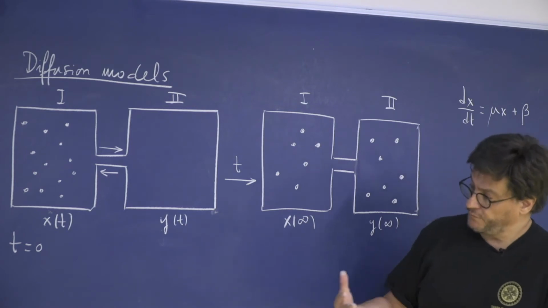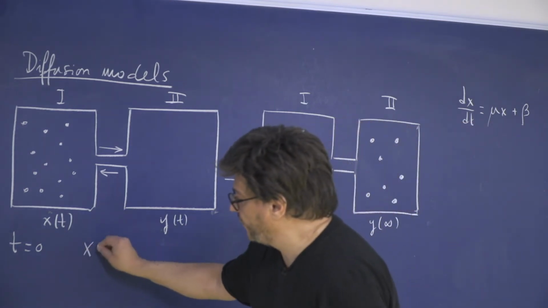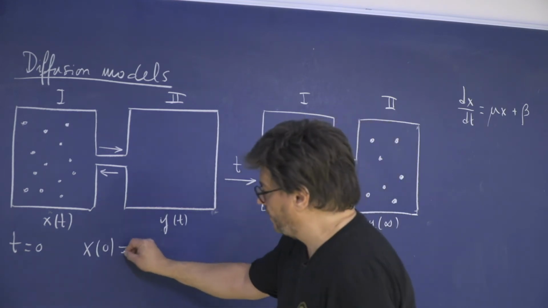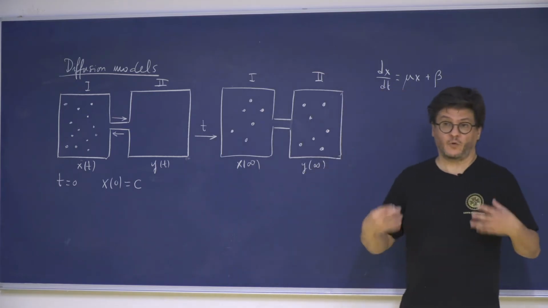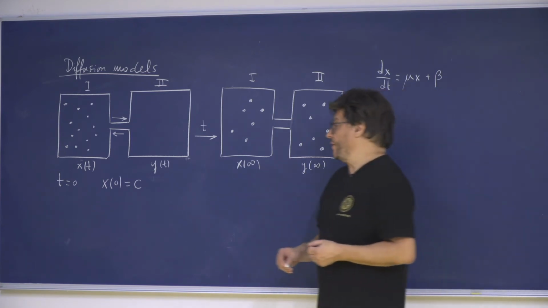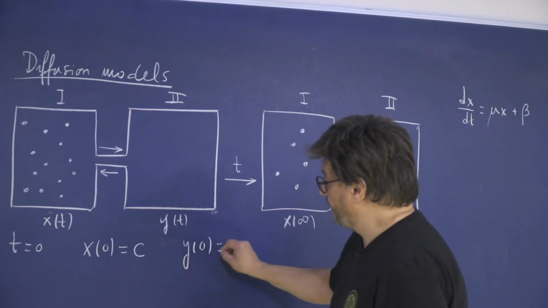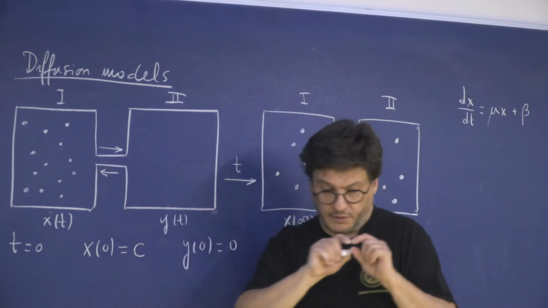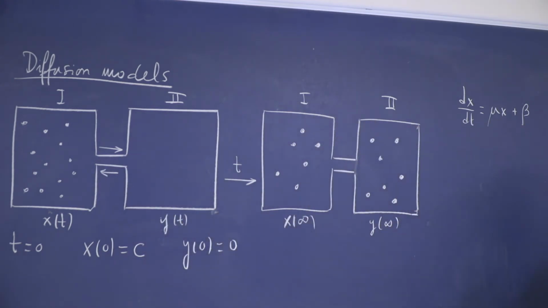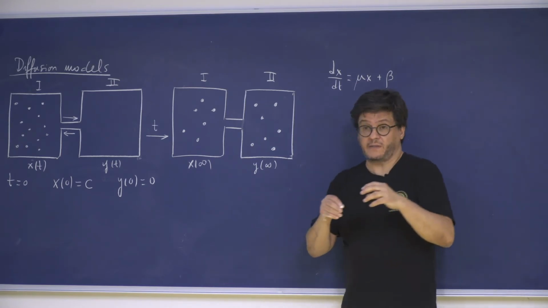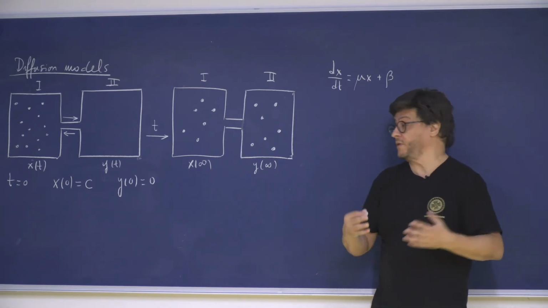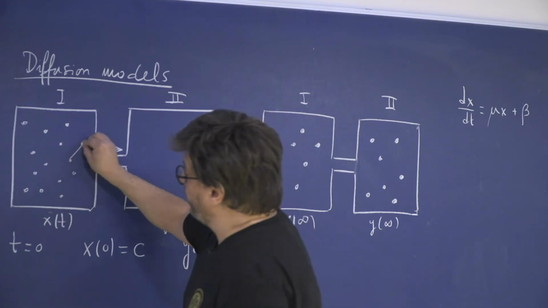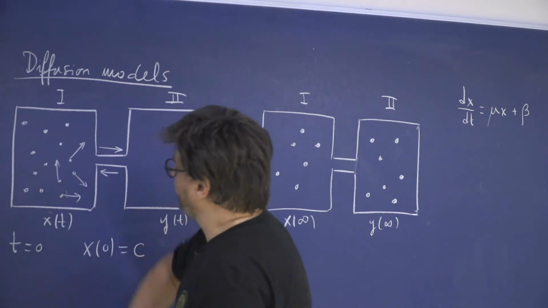At time 0, for simplicity, let's assume that x of t at 0 was c, a constant, the total number of molecules, right? Whereas I at time 0 was 0. No one was there, okay? We all know what's going to happen as soon as I let this open, right? This is a connection that can be large, or with a large diameter, a small diameter, so making easier or more difficult to go from one place to the other, assuming that molecules here are moving at random, okay?